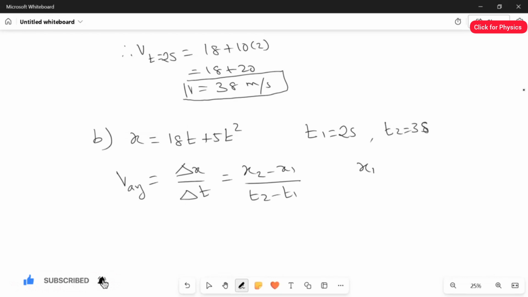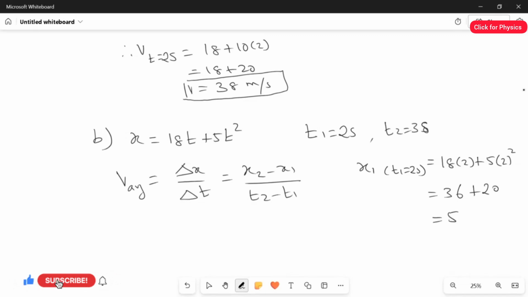So x1 for time t1 equal to 2 seconds: I substitute 2 seconds in this equation. You will get 18 multiplied by 2 plus 5 multiplied by 2 square. If you expand this, 18 times 2 is 36, and 5 multiplied by 4, because this is 2 square, is 20. So we get 56, and the unit is meter. This is the value of x1.